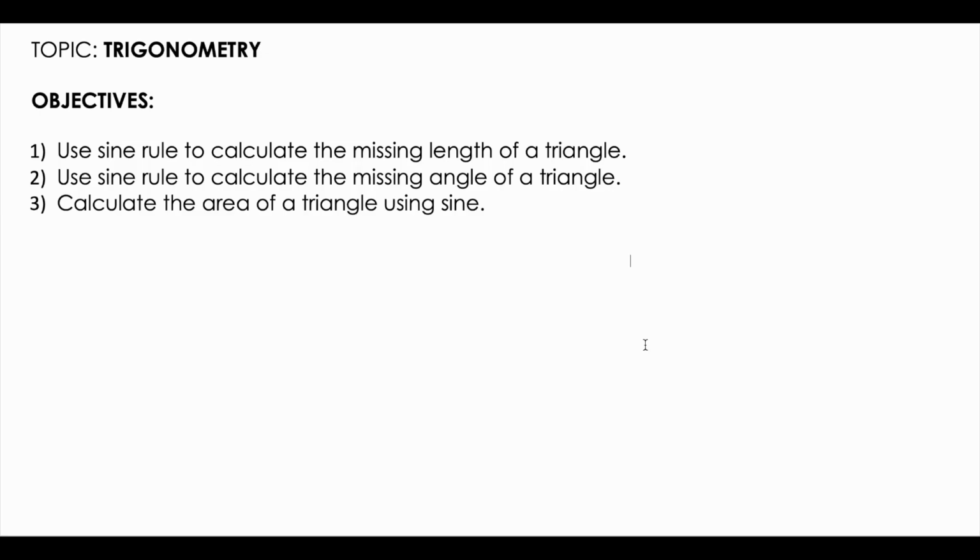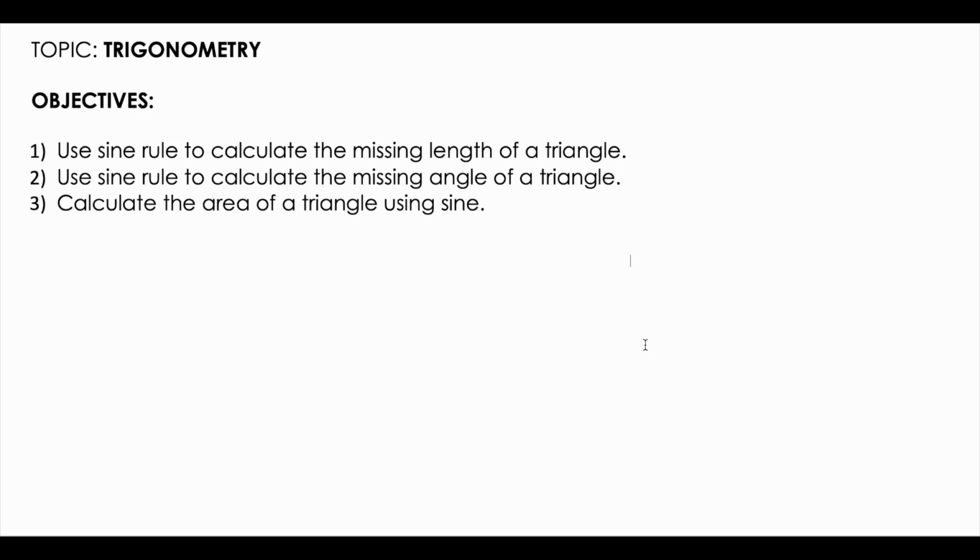All right, so these are the objectives that we're going to do. We're going to use sine rule. So we want to understand how to use sine rule to calculate a missing length as well as a missing angle. In order to do this, we need to understand the conditions necessary in order to make this happen.